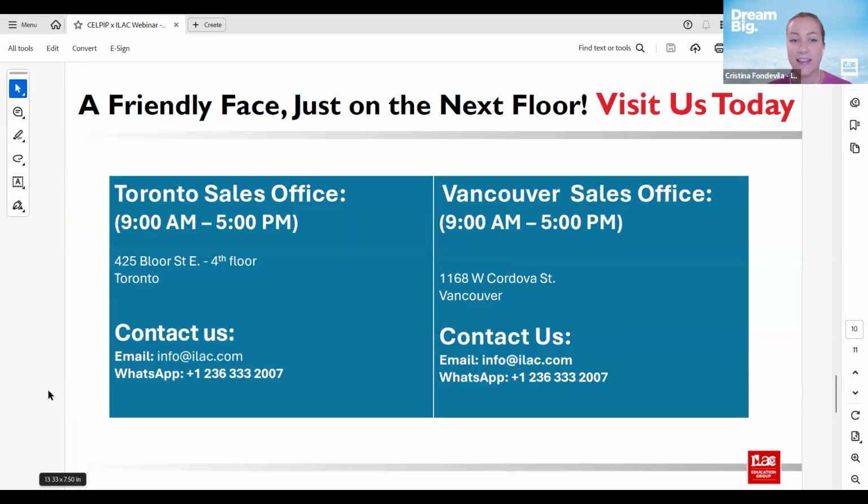If you're in Toronto, we are at 425 Bloor Street East, which is the Sherbourne and Bloor intersection. We are literally on top of Sherbourne subway station on the Green Line. And if you're in Vancouver, we are downtown Vancouver as well, at 1168 West Cordova. Those are our offices.